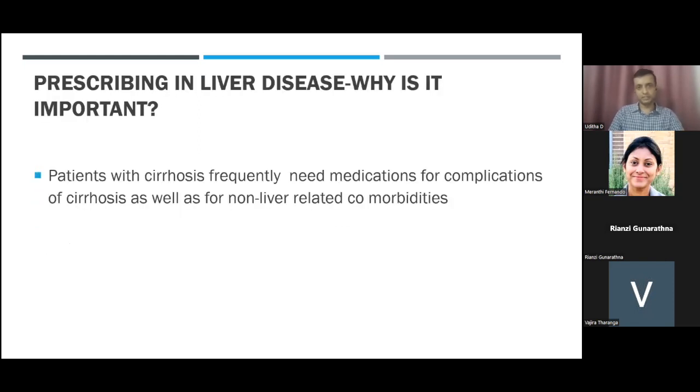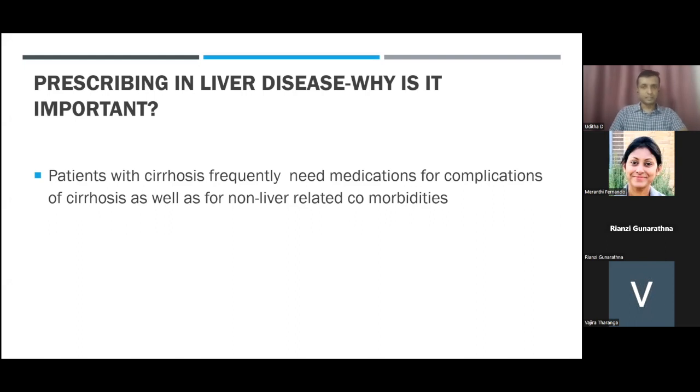So the first question is, why do we need to know about prescribing in liver disease? The theoretical explanation is that, of course, we see patients with cirrhosis and they frequently need medications for disease-related complications of cirrhosis, as well as for non-liver related comorbidities. So we always need to know what drugs to start and in what patients, and whether it's safe to use a certain drug or not.